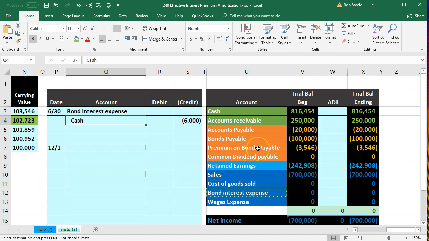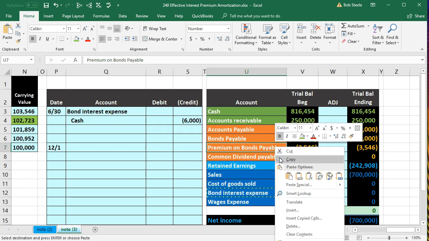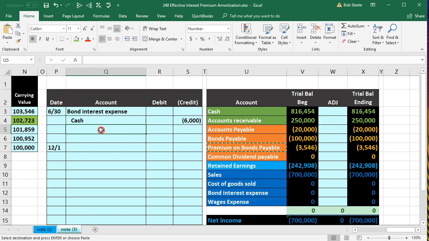So I usually think about the premium then by going, well, this is a credit. I'm going to have to debit it to make it go down. So I'm going to right click and copy, and I'll put that here. Now notice I haven't constructed this quite as nicely as we could have, because we could have put the 2 debits on top. I'm just going to construct it in whatever way makes the most sense to me to build this thing.